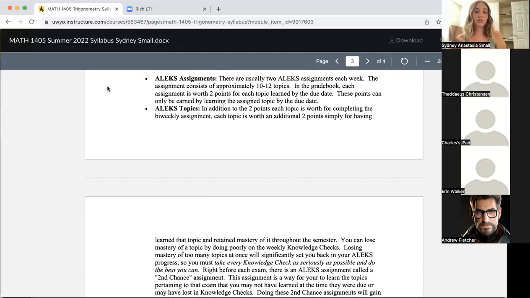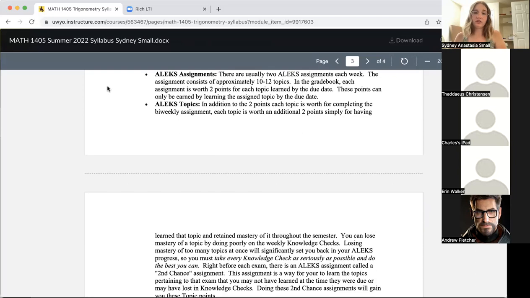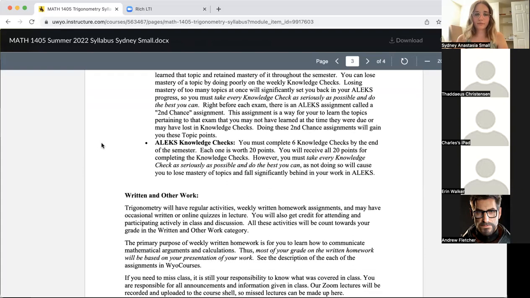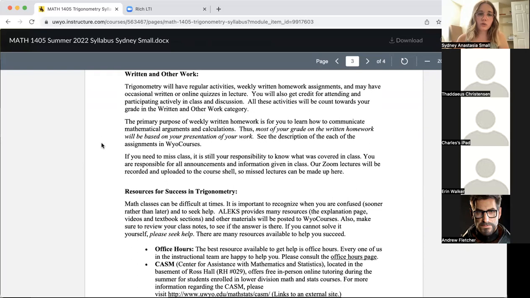Yep. The knowledge checks in combination with the topics: participation in knowledge checks, learning your topics on time, and retaining mastery of the topics by the end of the semester, those 3 things combined will comprise your ALEX grade. The details of the points are listed in the syllabus. If you're curious how the exact point breakdown is, it'll make more sense the more we go through the semester. Okay, written work or other work.